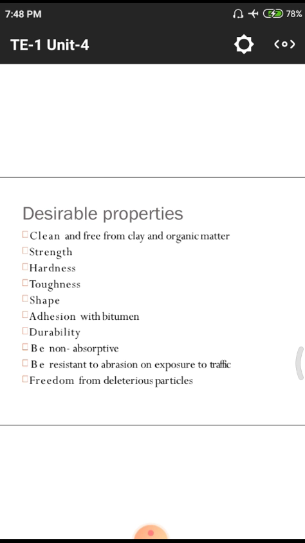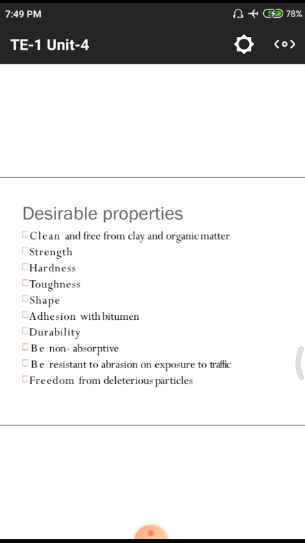Next one, durability. Durability means that against the environment we have several environmental factors. The road will have to stay for years with proper strength by resisting acid attacks, water absorbing capacities and other environmental factors. Next one, be non-absorptive.